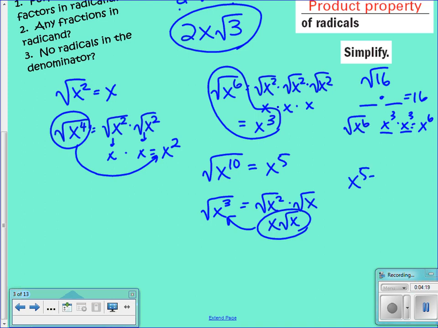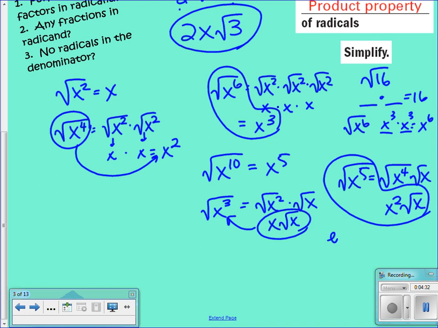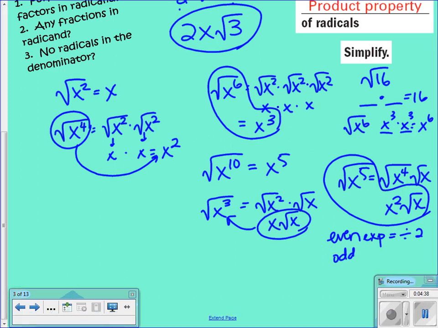So like x to the 5th, if I square root that, I can change that to x to the 4th times the square root of x. And I know that the square root of x to the 4th is x squared, times the square root of x. Any even exponent, you're just going to divide that exponent by 2. An odd exponent, you're going to have 1 x left over, and then the exponent divided by 2 on the outside. So if that makes sense.